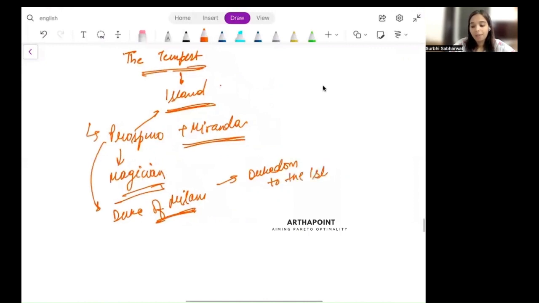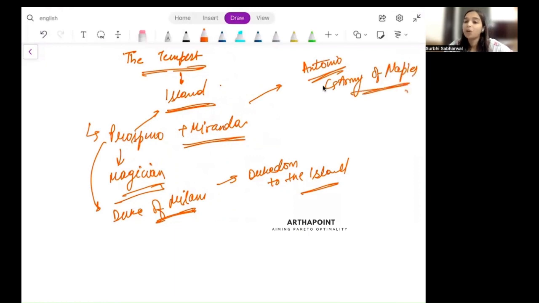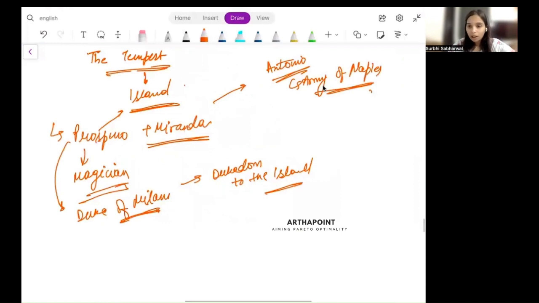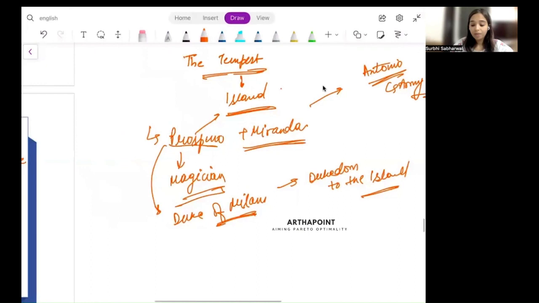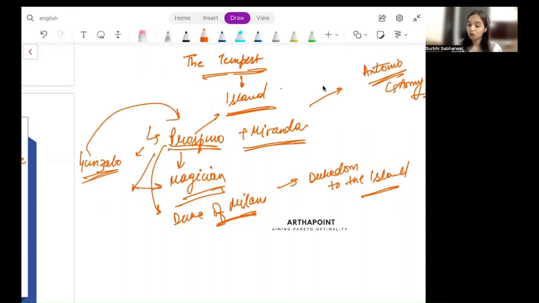Now, why did this happen? This happened because of his brother, Antonio, who, with the help of the army of Naples, attacked him and therefore he had to abandon his dukeship, right? This is the basic plot of what happened to Prospero. While leaving his kingdom, he had a faithful servant called Gonzalo who provided him certain books which he read, and therefore he became a magician.